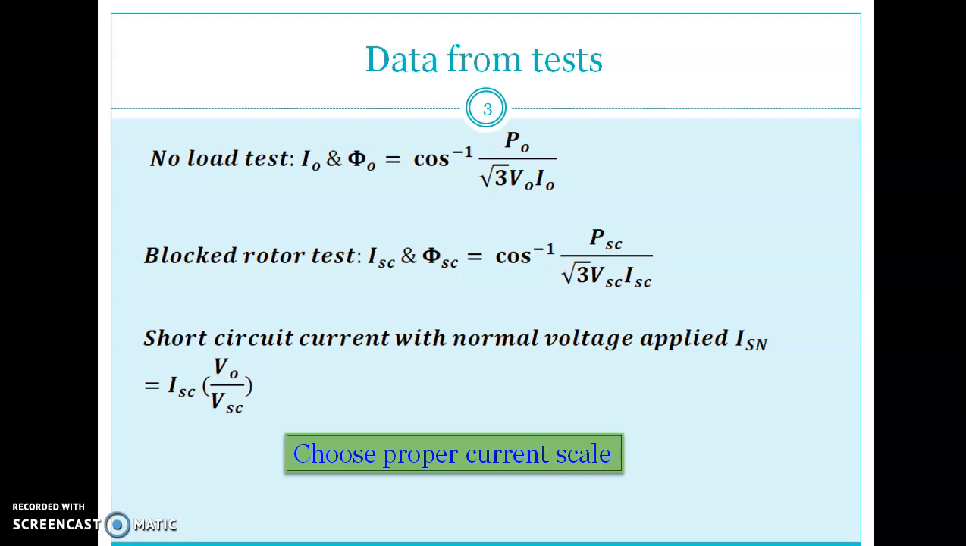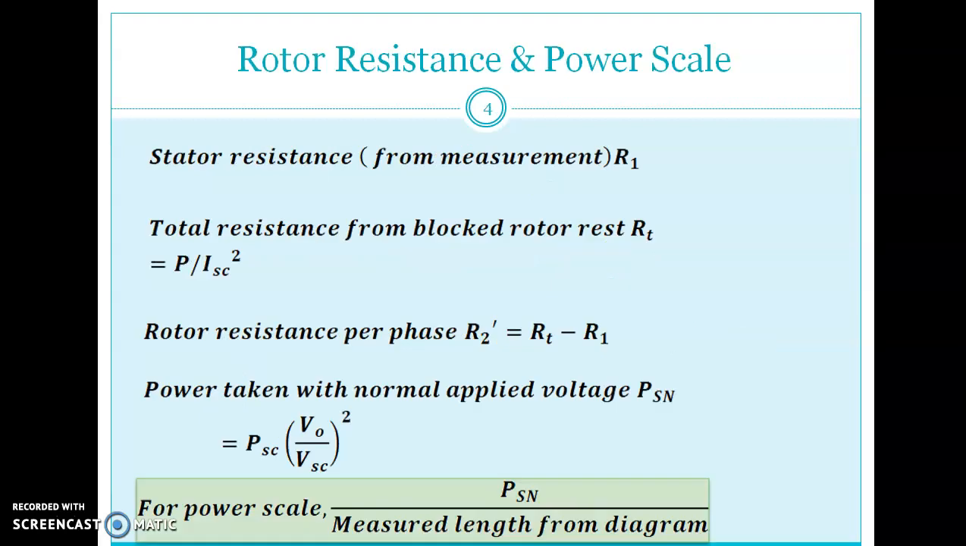to flow the short circuit current, rated current to the rotor circuitry, we need a very low value compared to the rated voltage. So now we have to compute ISN, which is the short circuit current with normal applied voltage, and that is equal to ISC into V0 by VSC. By knowing the values of ISN and I0, we have to choose a proper current scale.